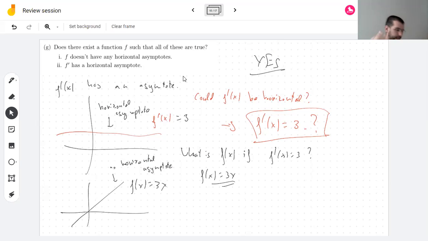3x plus c. I guess you wrote that when I was asking the question. But this one would also work. Any of those would work. Nothing special about 3 either.